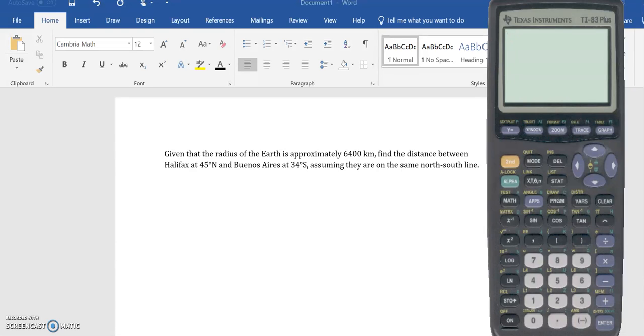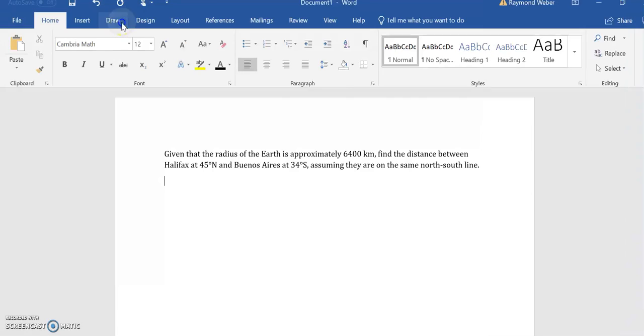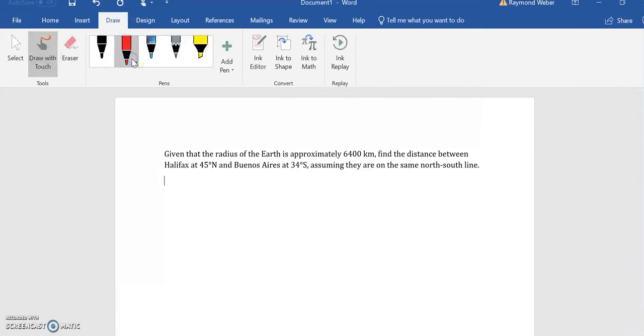Okay, we want to find the distance between Halifax and Buenos Aires. Now we're assuming here that these are on the same north-south line, which is what the book told us. So we've got the Earth here, and we're trying to figure out how far they're apart. We now need to know what this angle is. And we've got Halifax up here at 45 north and Buenos Aires at 34 south.